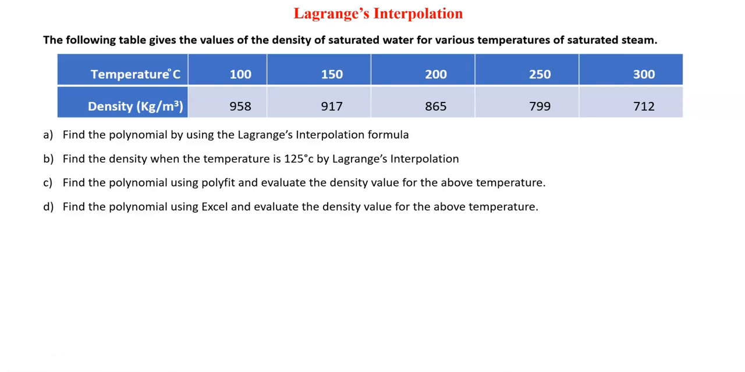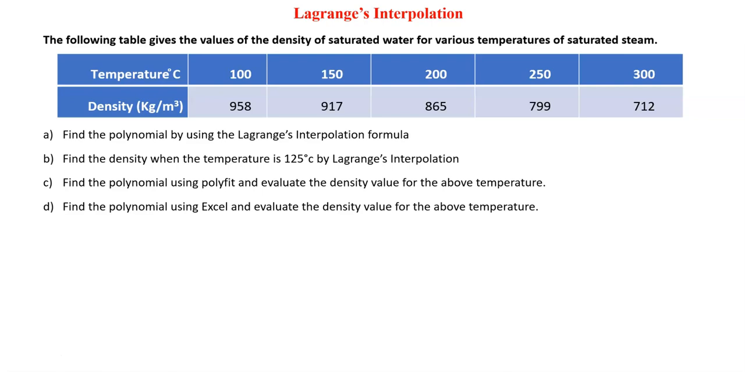Now question number 1 is to find the polynomial by using the Lagrange's interpolation formula. Second one, B, find the density when the temperature is 125 degrees by Lagrange's interpolation. Again, we have to find what is the density at temperature 125 degrees centigrade.